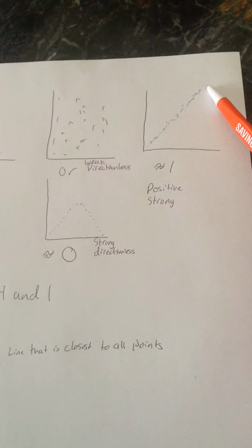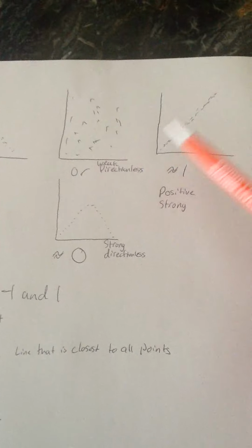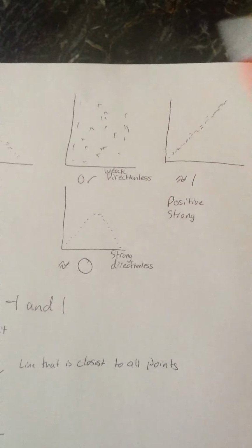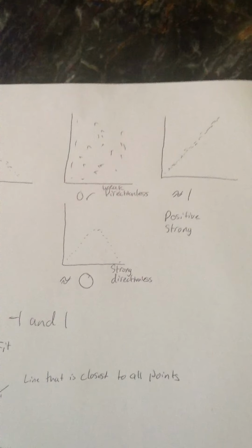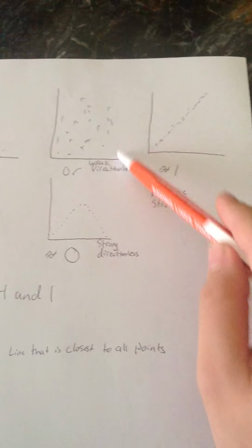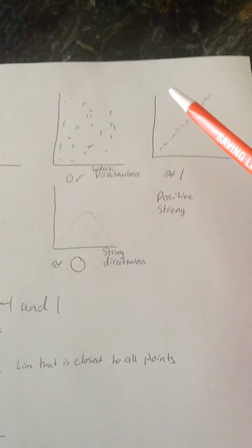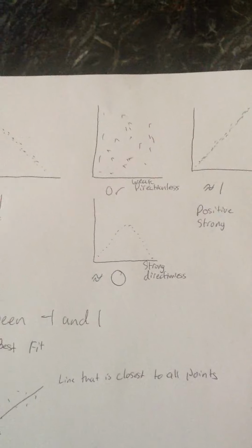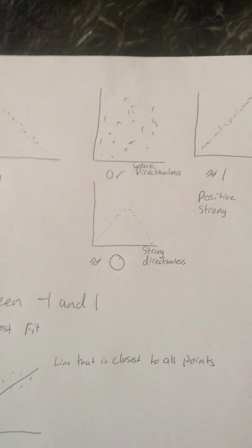+1 would look like this. Obviously positive, and it kind of looks like a line without having to imagine a line. Something that would have near 0 would be either like this or like this. Like this is just random, so you can't say that it's correlated because it's just random.